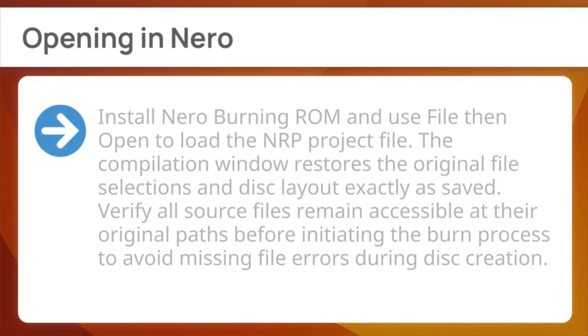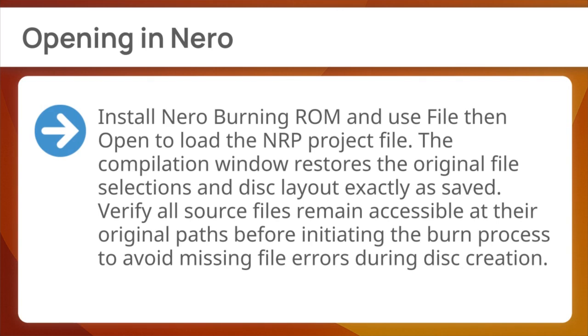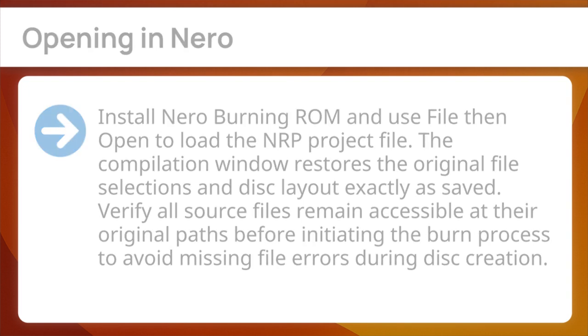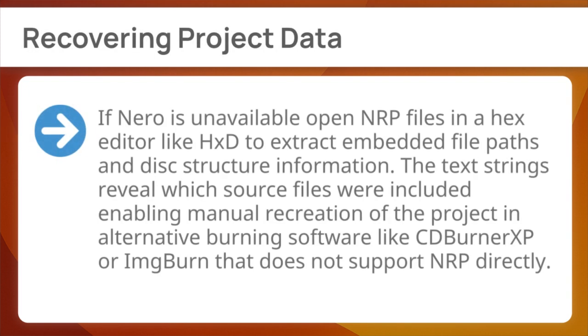First, opening in Nero. Install Nero Burning ROM and use File then Open to load the NRP project file. The compilation window restores the original file selections and disk layout exactly as saved. Verify all source files remain accessible at their original paths before initiating the burn process to avoid missing file errors during disk creation. Next, recovering project data.